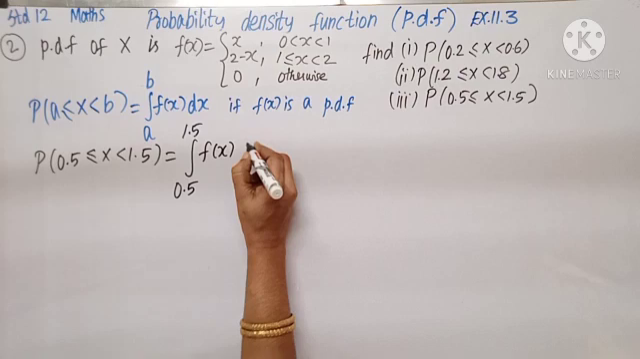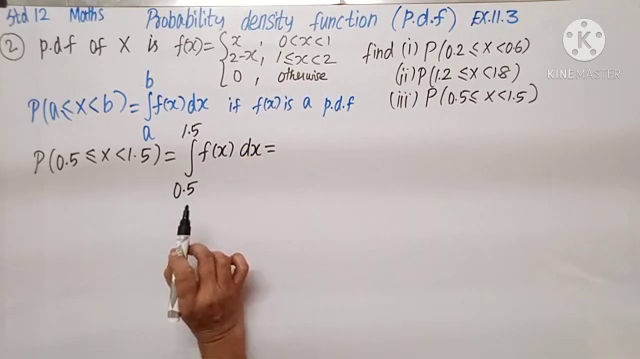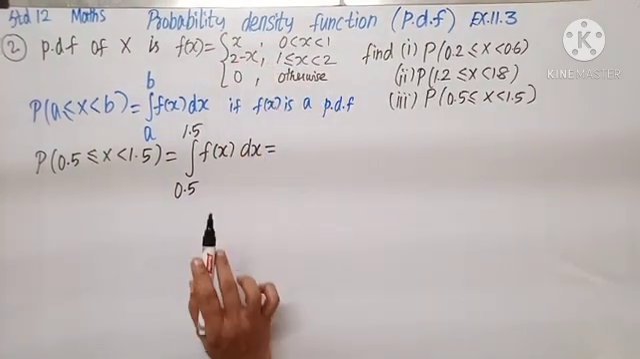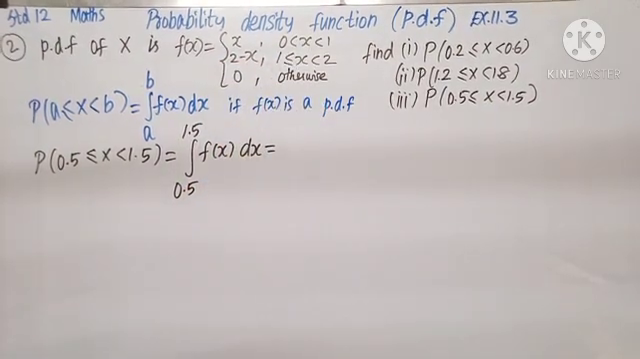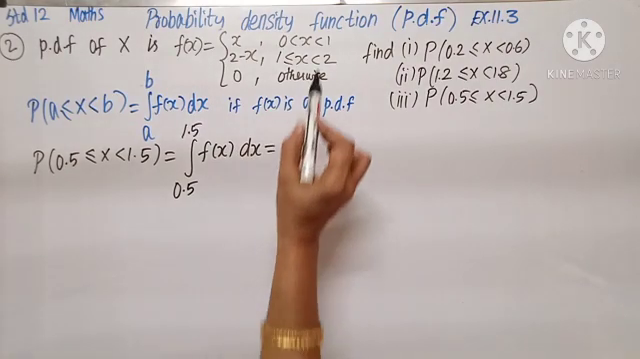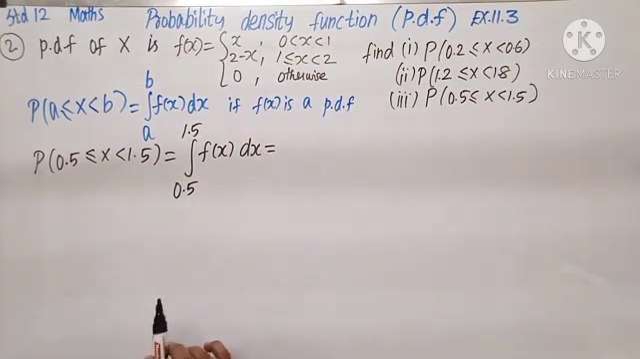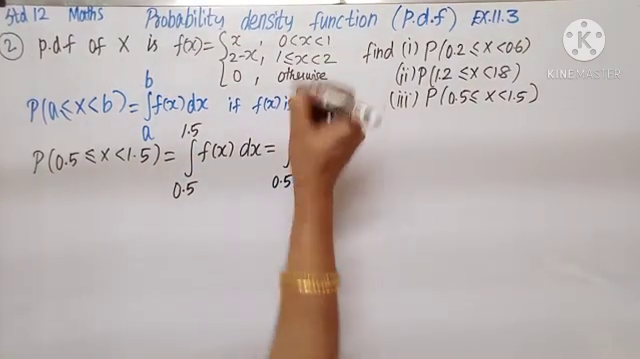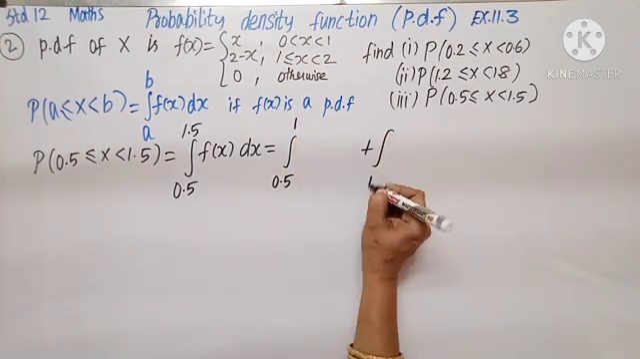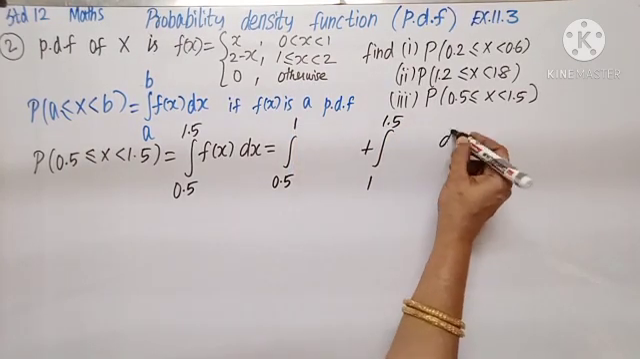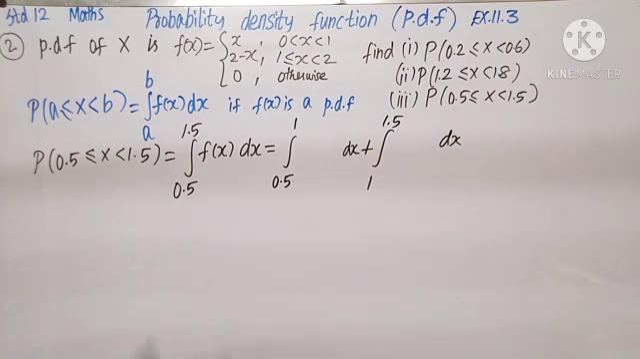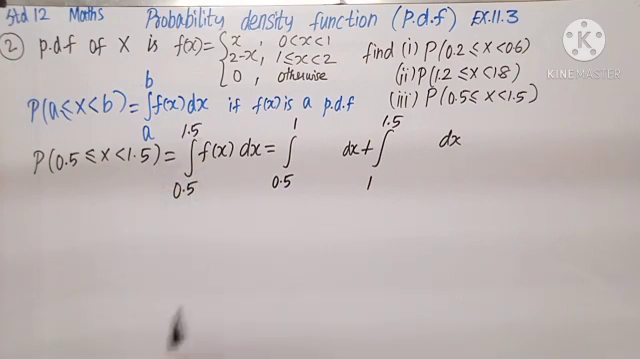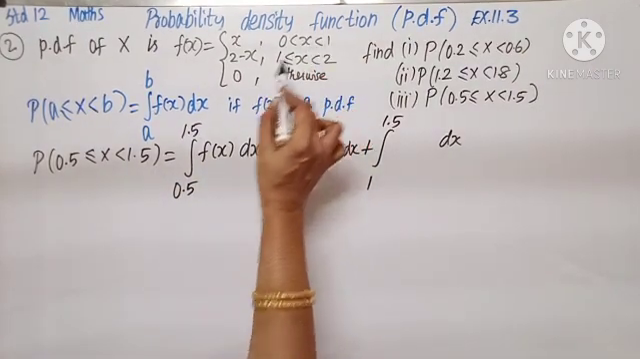Third subdivision, 0.5 to 1.5, integral of f of x dx. How to find it? 0.5 is in the first interval, whereas 1.5 is in the second interval, which is connected by the number 1. So, how will I split this interval? 0.5 to 1 plus 1 to 1.5. We have to write f of x carefully. The question is from 0.5 to 1.5, but we have the split at 1.